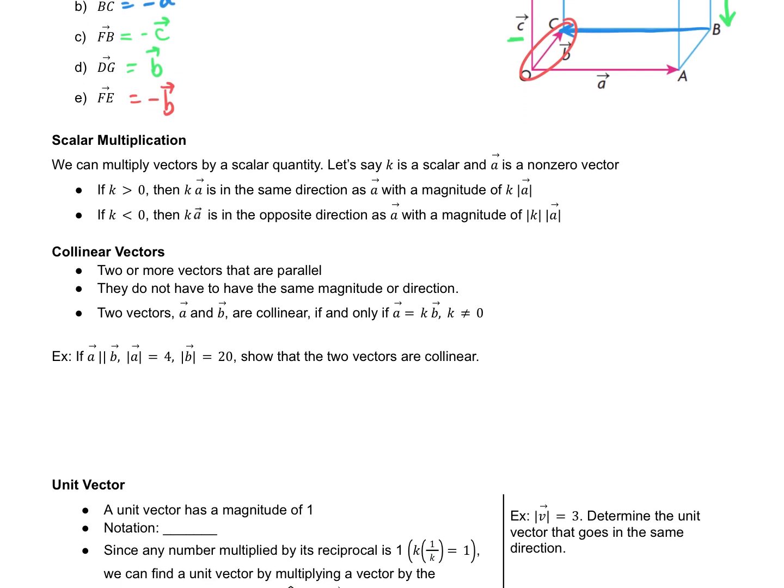Now we can multiply vectors by a scalar quantity. This will change the size of the vector and can potentially change its direction. So for example, if I were to take a vector, let's just say this here is vector A, and let's say I pick a k value, so that's going to be my scalar, that's greater than 0. So let's say 2. I want to draw 2A. Well, I'm just going to take this vector, same direction, that's one of them, and I'm going to double its length. There's vector 2A.